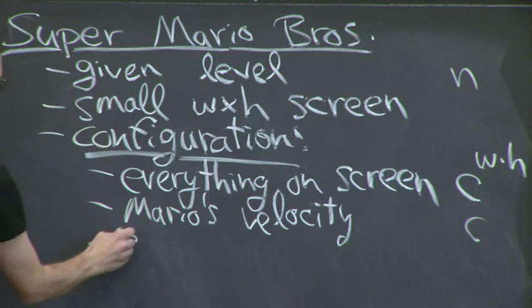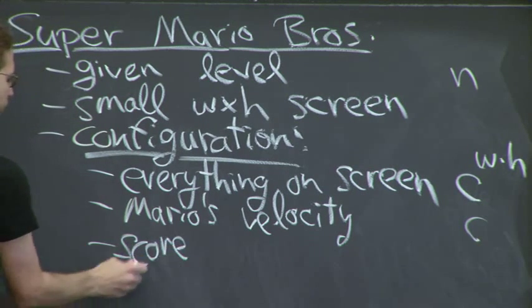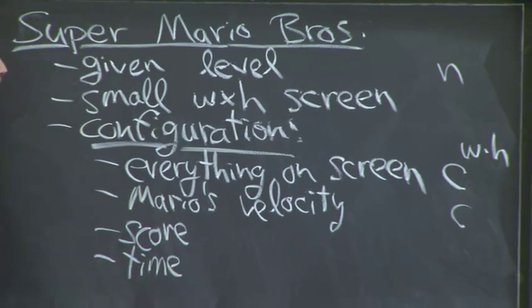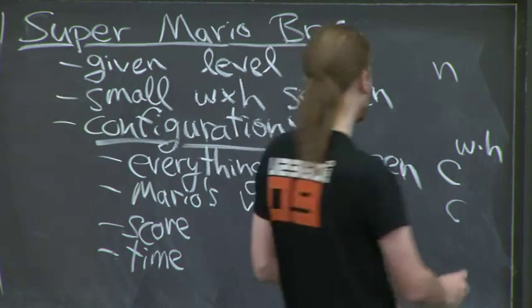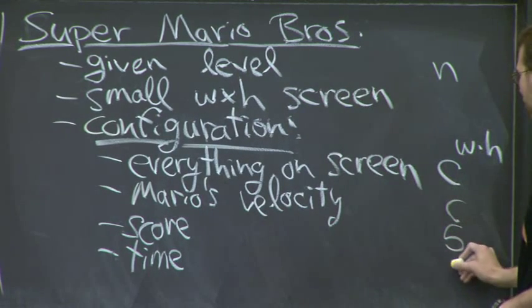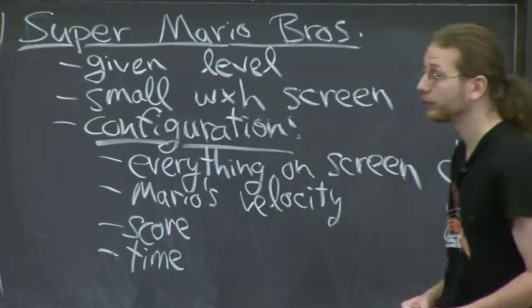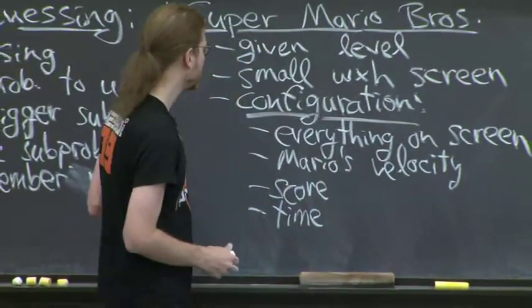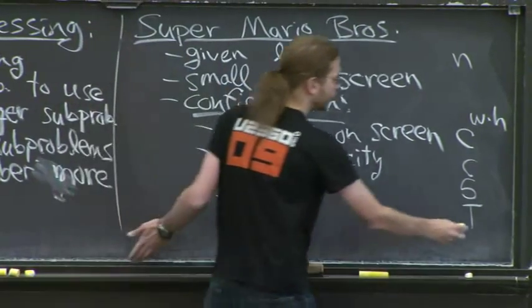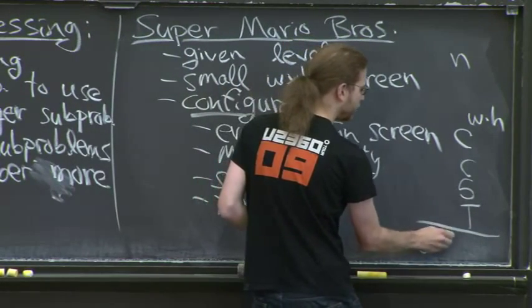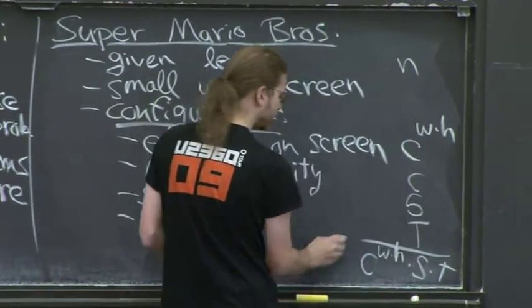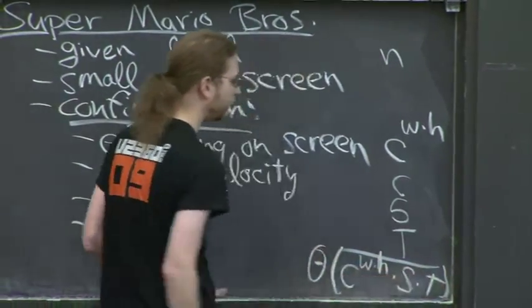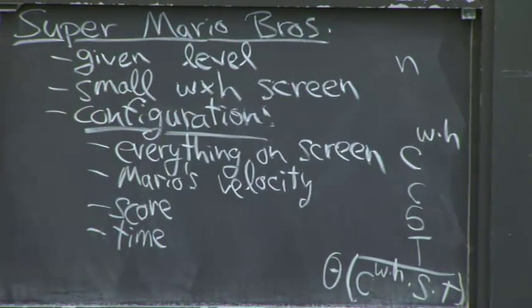You want to remember the score, if you want to maximize score. And let's say you also want to know how much time is left. There's a time counter. If it hits 0, you die. Now, these are kind of annoying because they're integers. They could be kind of large. So I'm going to say the score could be capital S big, and time could be capital T big. So this will be a pseudo-polynomial algorithm. The number of configurations in total here is the product of these things. It's exponential in W and H, and then we multiply by S and T. So that's the number of configurations. And that's also going to be our subproblem.